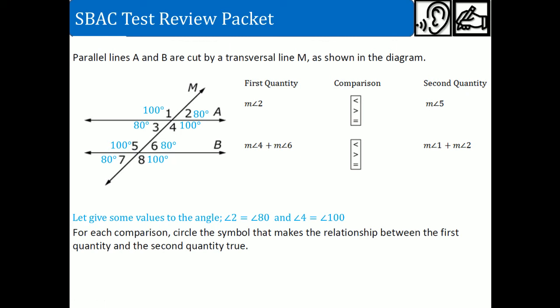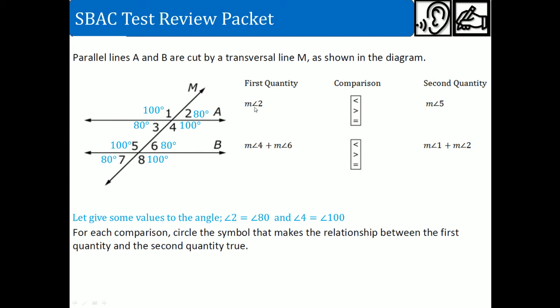8 becomes 100 because 8 and 5 are vertical angles. Or it is a linear pair with 7, which is 80. So 100 plus 80 is 180. Once you have this filled in, you can now answer the question. You cannot answer the question without filling this in. Okay, so make sure you fill this in.